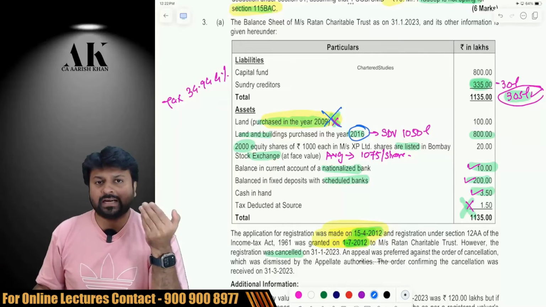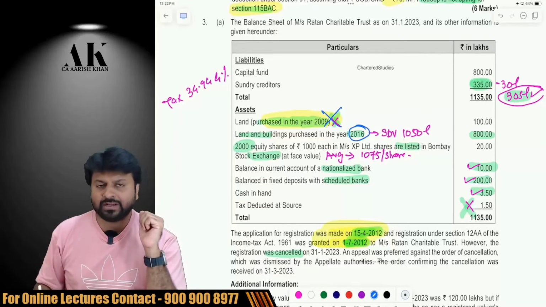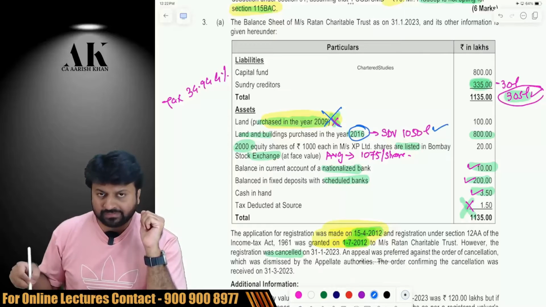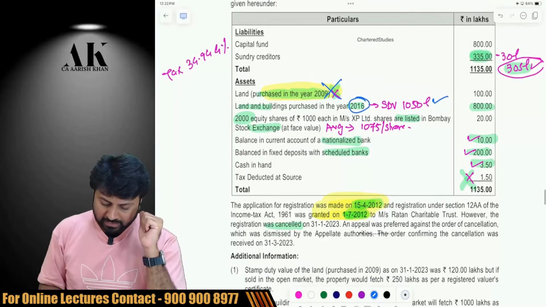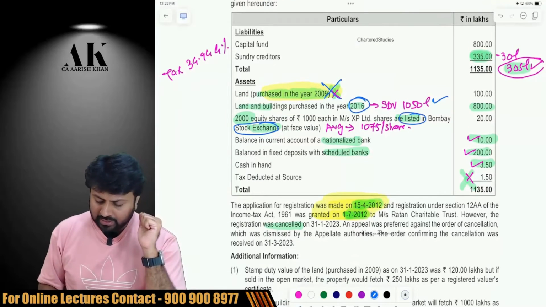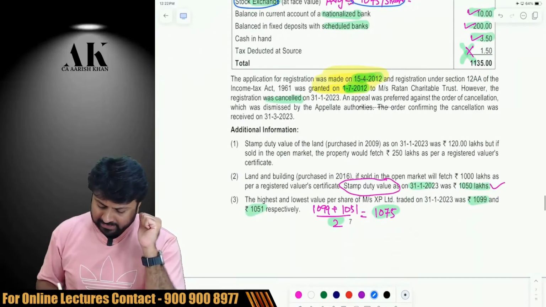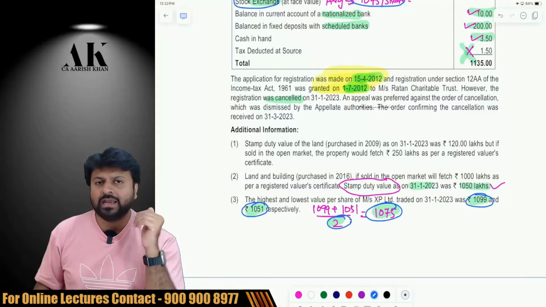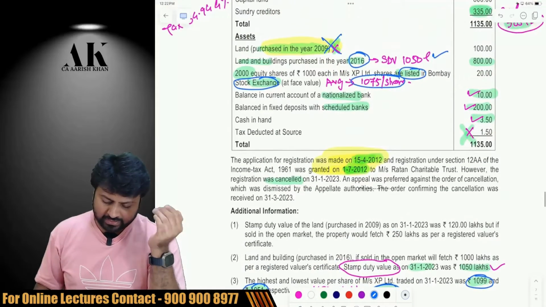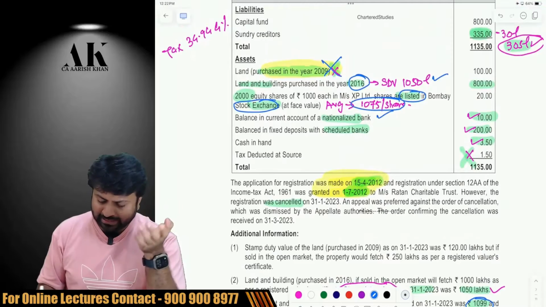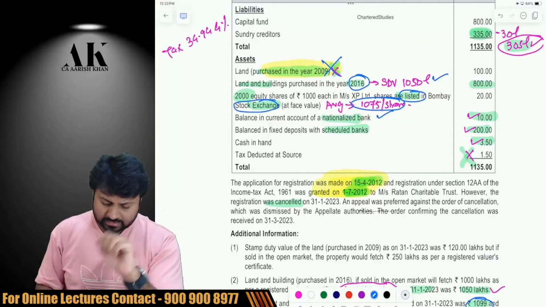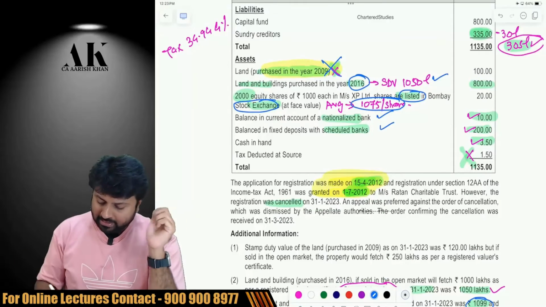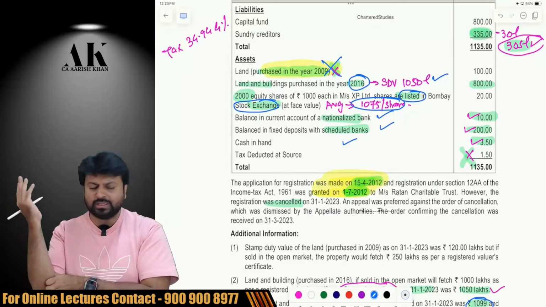Next, will this land come? Yes, this is purchased after the trust is registered. Therefore, this land will come, and you have to take the stamp duty value of this land, which is given below, 1050. For equity shares listed in a stock market, you have to take the average: 1099 plus 1052 divided by 2, so 1075 will be your average rate, which you will take as your value for equity shares. For nationalized banks and scheduled banks, you will take the amount mentioned in the bank. For cash in hand, you will take the amount mentioned in the cash in hand.